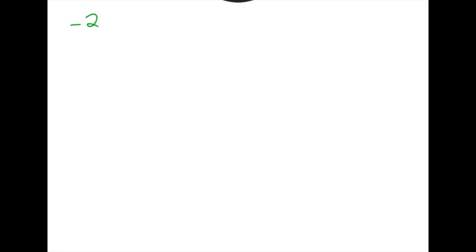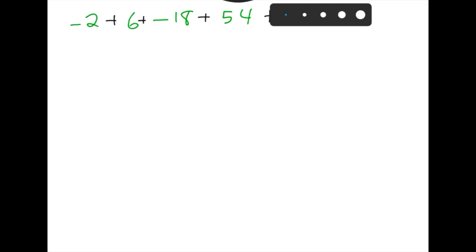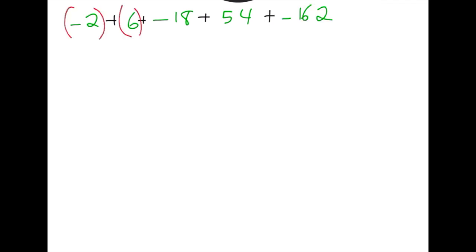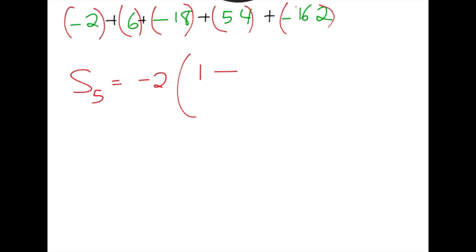Let's say we want to find the sum of this geometric series. Of course, I can put things in parentheses for you to see how the terms separate. Again, I know the sum of the following 5 terms is going to be the first term a1, so that's -2, times 1 minus the common ratio. In this case, the common ratio is what? Let's see. From 6 to the -2, it looks like it's -3. So I have -3 to the 5th power divided by 1 minus -3.